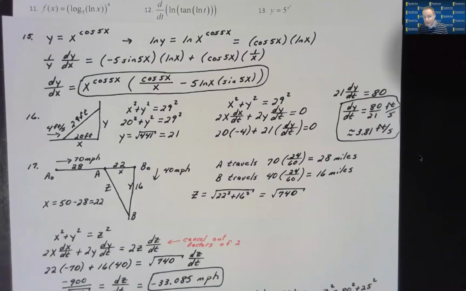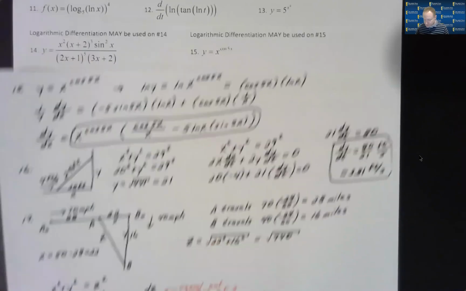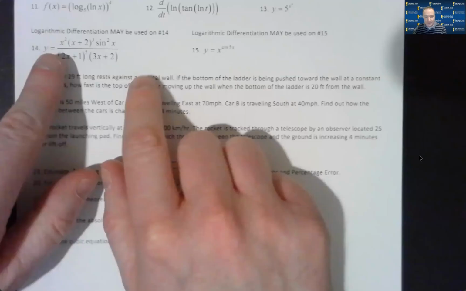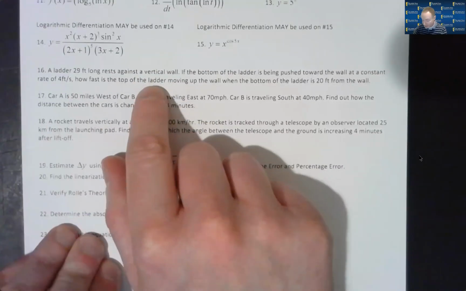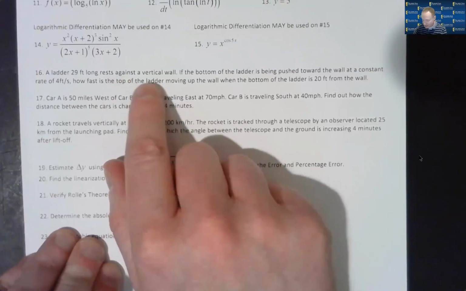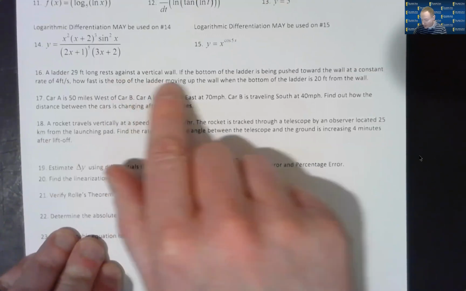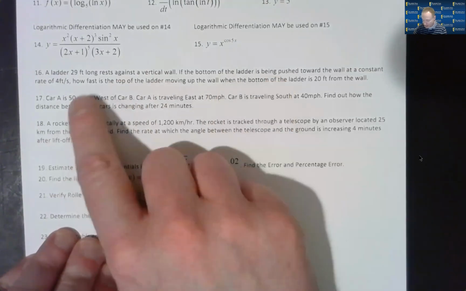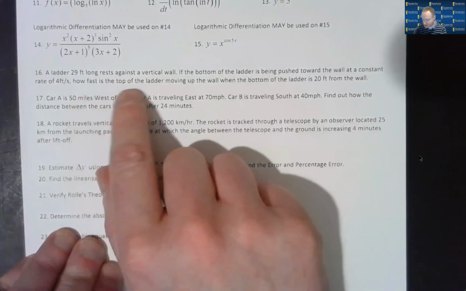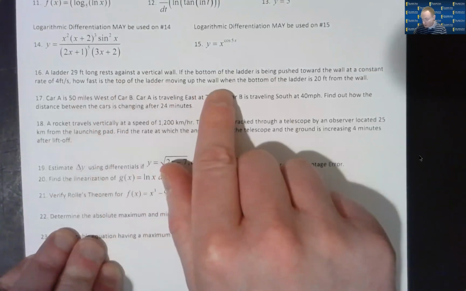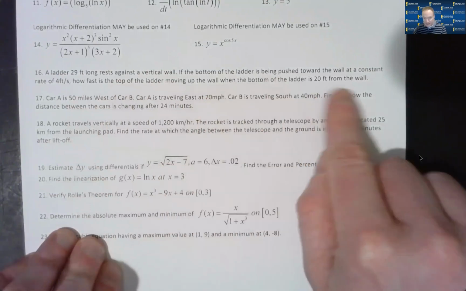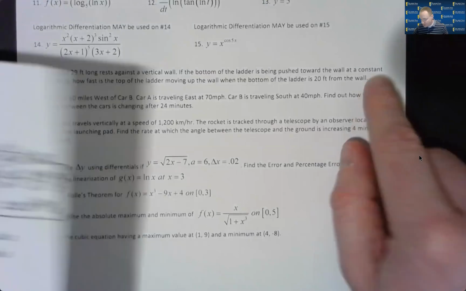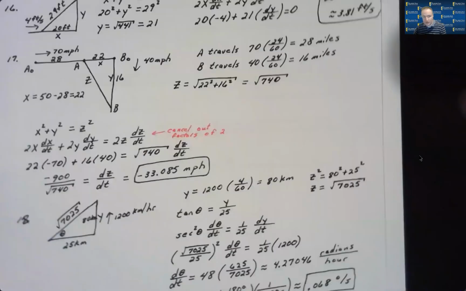For the next one, in fact, the next 3, we get to our related rates problems. In 16, we have your classic ladder example where we have a 29-foot ladder that's resting against a vertical wall. If the bottom of the ladder is being pushed towards the wall at a constant rate of 4 feet per second, we're asked how fast is the top of the ladder moving up the wall, and the moment we're interested in is when the bottom of the ladder is 20 feet from the wall.